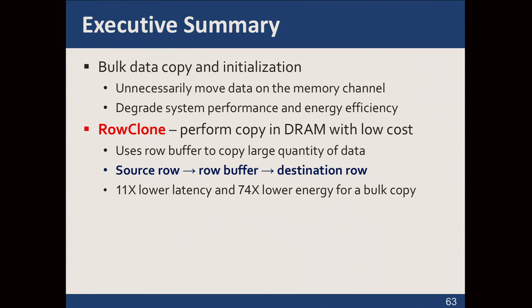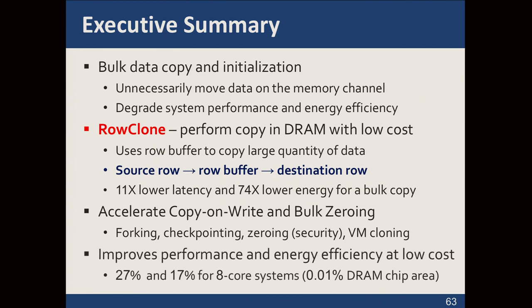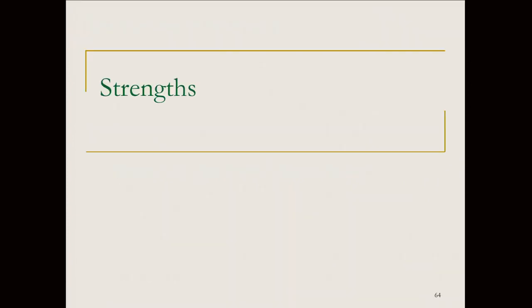And this leads to about an order of magnitude reduction in latency of a 4 kilobyte copy and about 2 orders of magnitude reduction in energy for a 4 kilobyte copy. And the paper shows that you can accelerate copy-on-write and bulk zeroing, which are important for many applications in the world. And it shows that you get significant performance and energy efficiency improvement in multi-core systems as well as single-core systems, with very little overhead in terms of what you need to put into the DRAM chip area. Okay, so let's talk about the strengths.